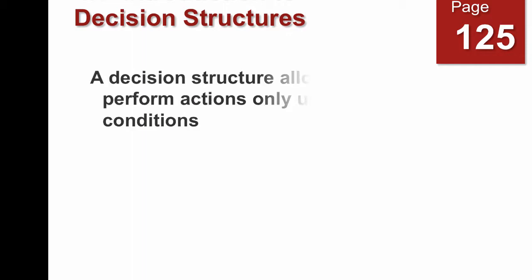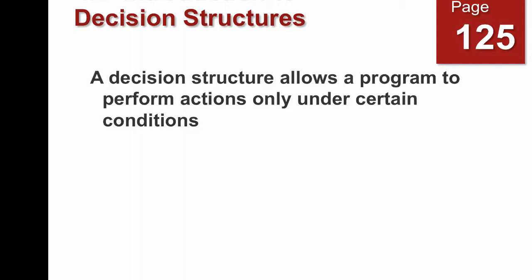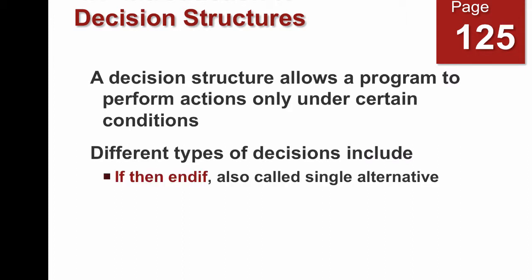So let's get started. Introduction to decision structures. Basically, a decision structure is a program that allows you to perform actions only under certain conditions. So we have to ask ourselves, if this is true, then we're going to go do that. There are different types of decisions, and they include if-then, which is like a single alternative. If it happens, we're going to do it. If it doesn't happen, we're not going to do anything.